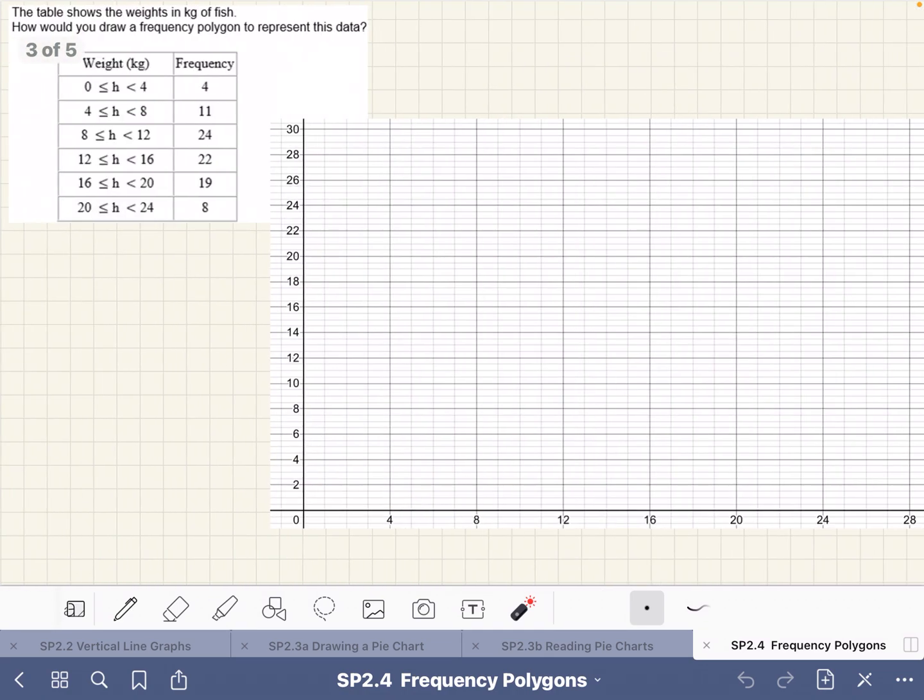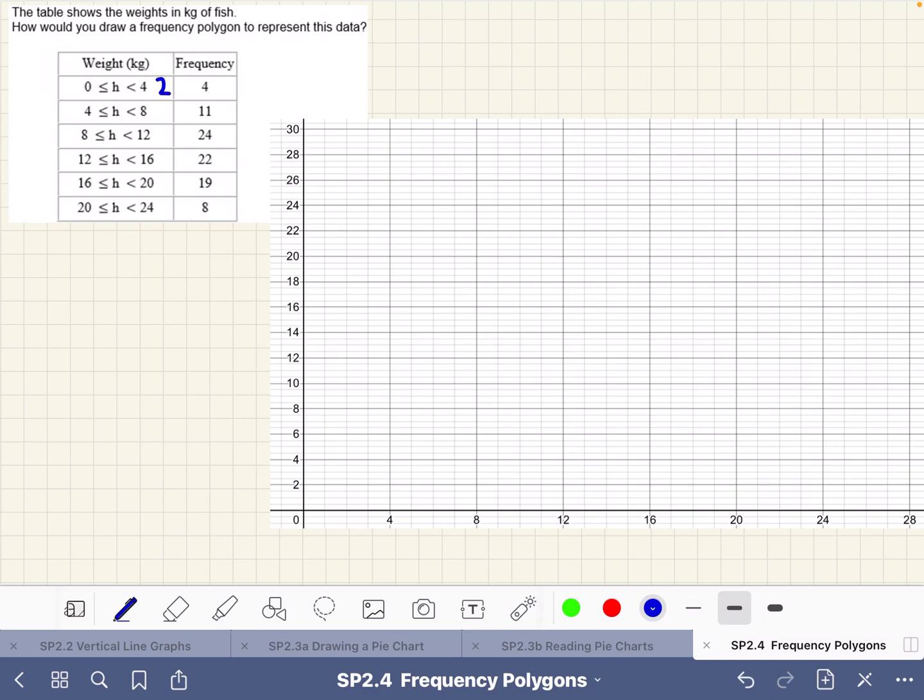Let's look at an example. The table shows the weights in kilograms of fish. How would you draw a frequency polygon to represent this data? Well, to start off with, a good point would be to work out what the middle value is. And we can see in between 0 and 4 is 2.